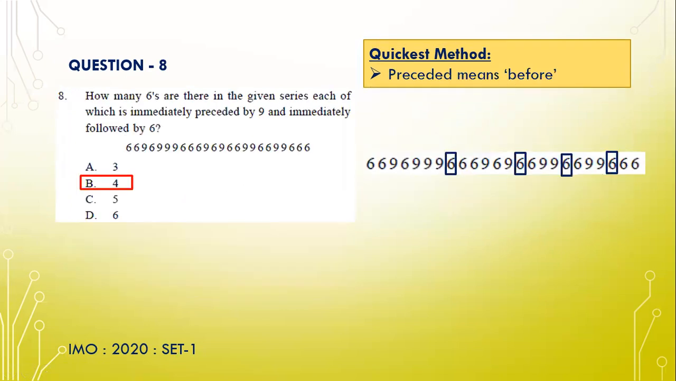How many sixes are there in the given series, each of which is immediately preceded by 9 and immediately followed by 6? So preceded means before. So 9 is before that 6. How many 6 are there? So first 6 is here because it is preceded by 9, followed by 6. Second 6 is here, preceded by 9, followed by 6. Third 6, preceded by 9, followed by 6. And fourth 6, preceded by 9 and followed by 6. So total of 4 sixes are there.